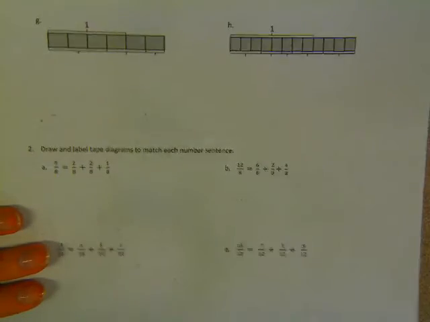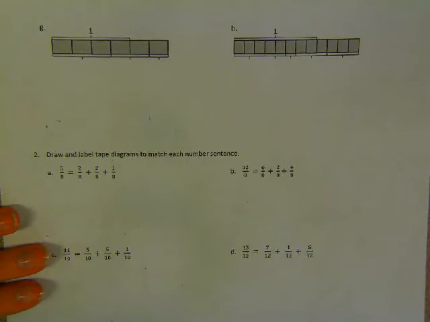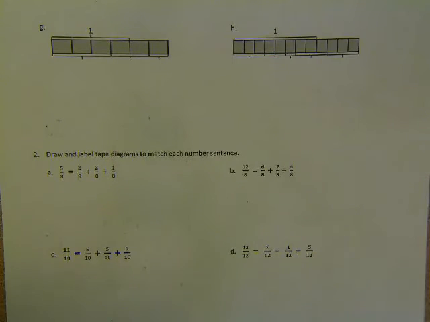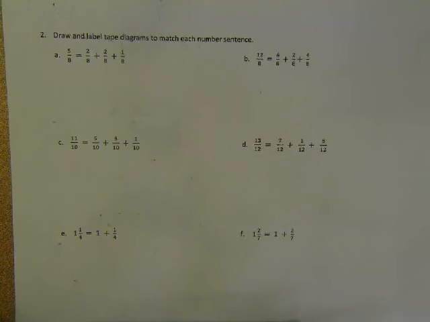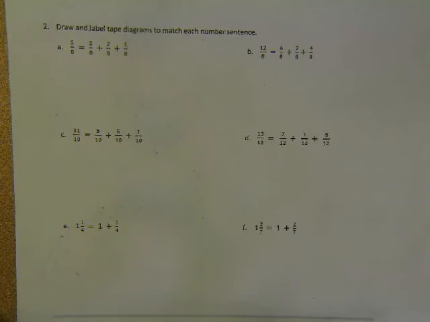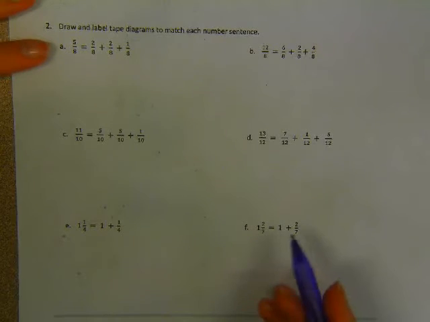Now on the back side, you have to do the same thing on top, labeling the addition sentence. On the bottom, they give you the addition sentence. You have to create the tape diagram. So let's look at letter A.